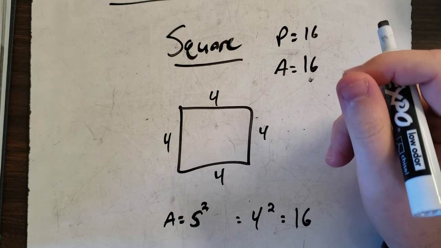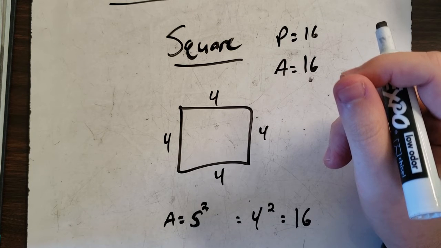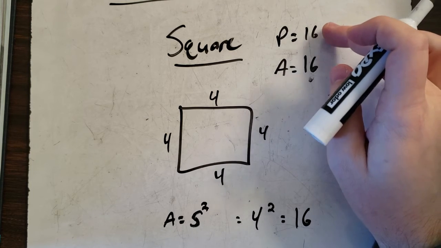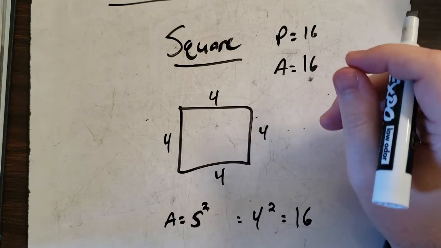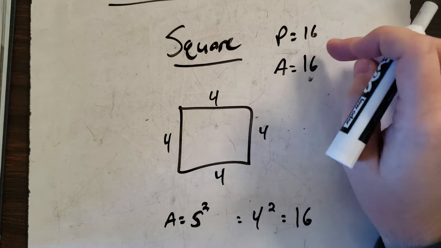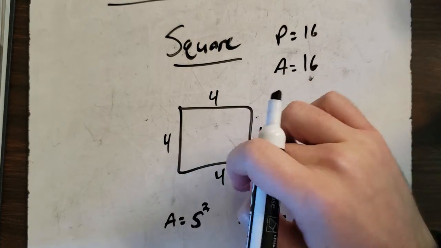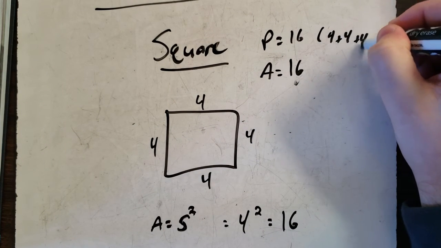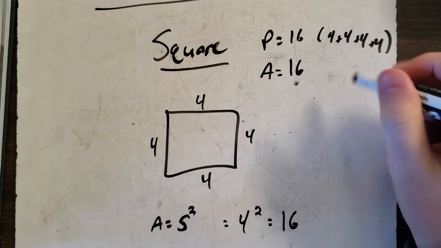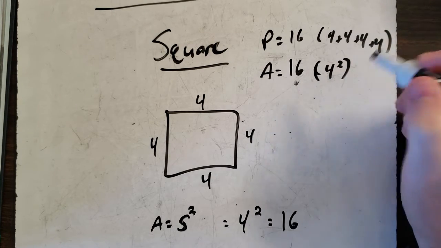So when you find perimeter and area, sometimes it works out, and in this case it works out where it's actually the same number. But it's not going to be like that always. It's going to be different numbers, but for this one, it worked out. So remember, perimeter, add up all the sides. We just did 4 plus 4 plus 4 plus 4. And then area, we did 4 squared.